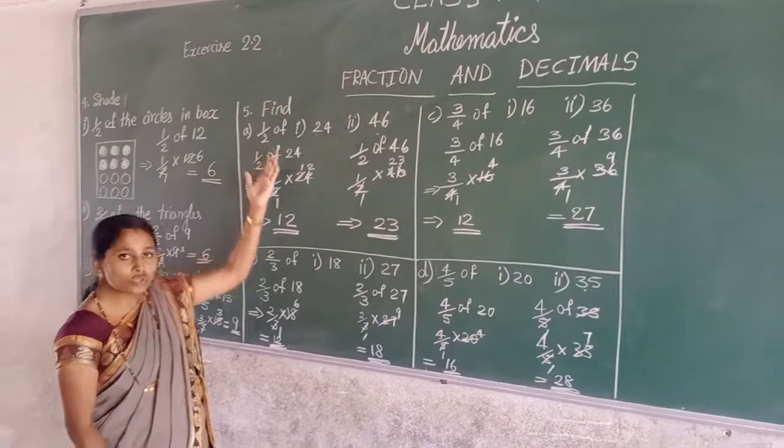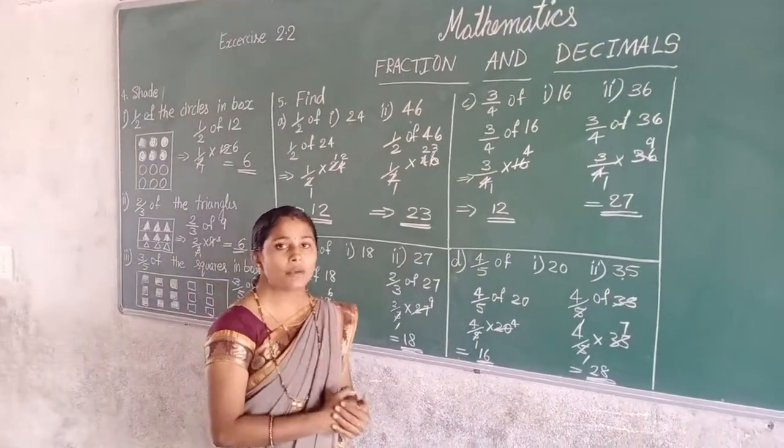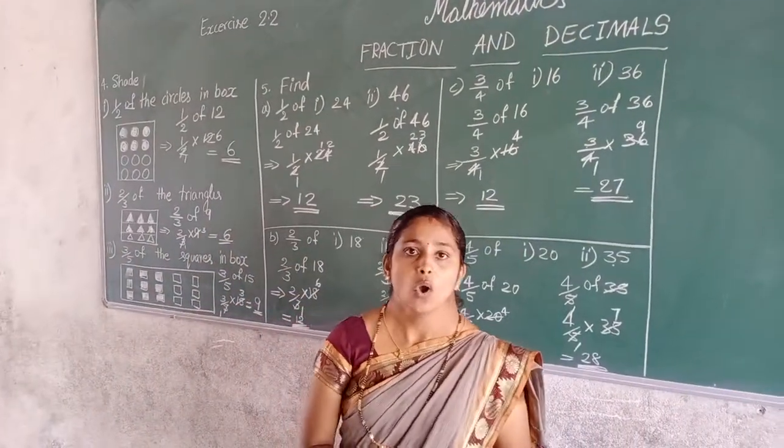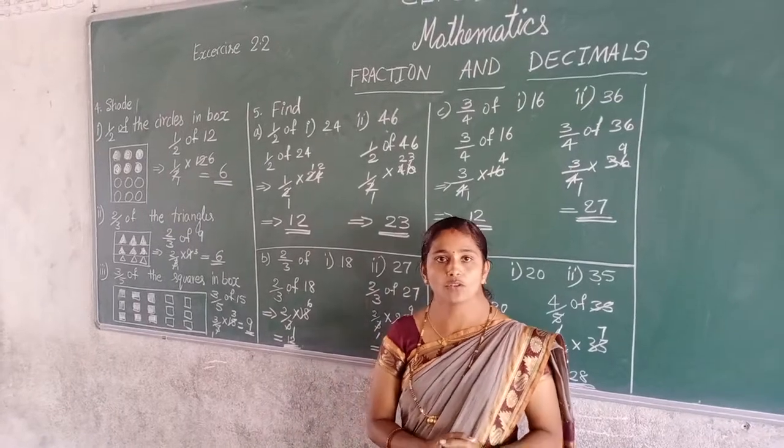They ask you to find according to the question. In the question they used the word of, which represents multiplication. Hope you understood how to find it.